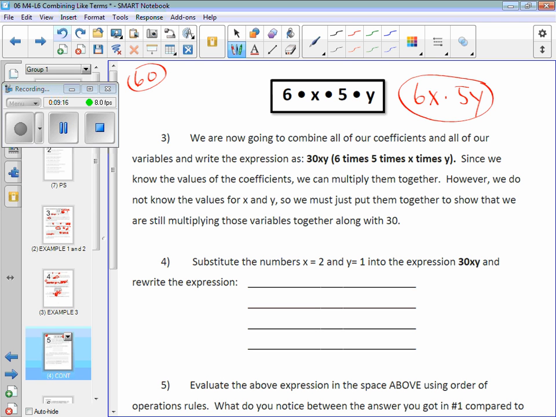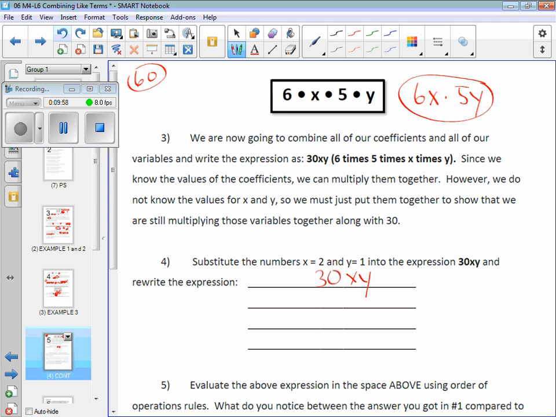Multiply them, and what do you get? This you could say out loud if you want. 6 times 5. 30. I'm going to write that here. X times y. Well, we don't know the values for x and y right now. It's just xy. How do I prove that this expression that we just created is equivalent to this? Antonio. Since we already know the value of 30, we just need to figure out what x times y is, and then multiply it. Okay.